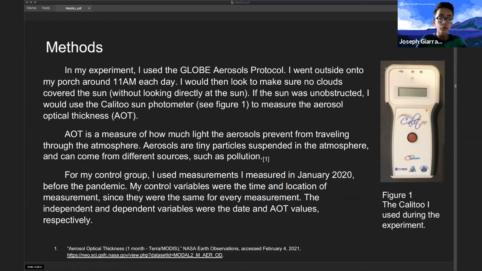For my control group, I used measurements I took in January of 2020, which was before the pandemic. My control variables were the time and location of the measurement, since they were the same for every measurement. And the independent and dependent variables were the date and AOT values respectively. Next slide, please.